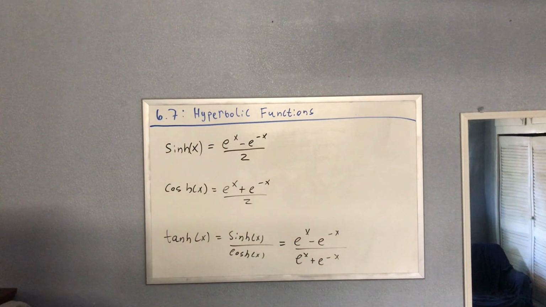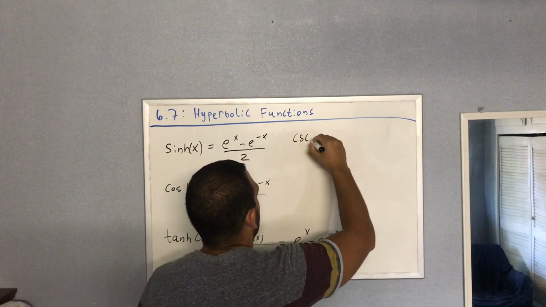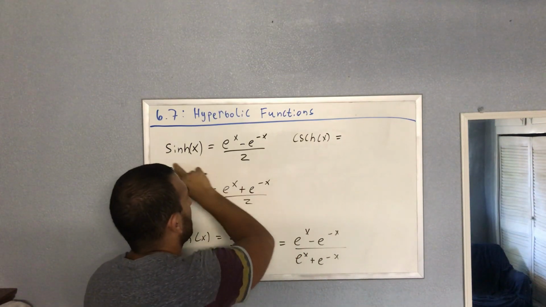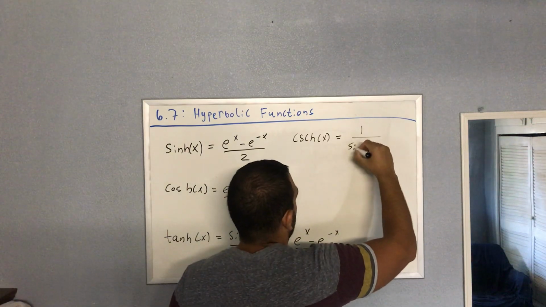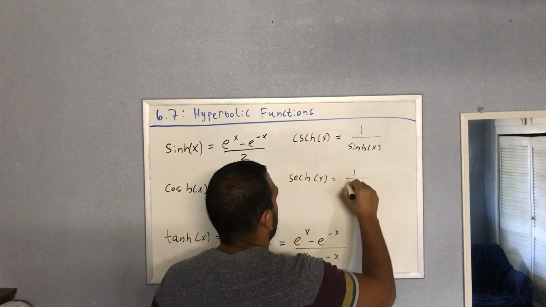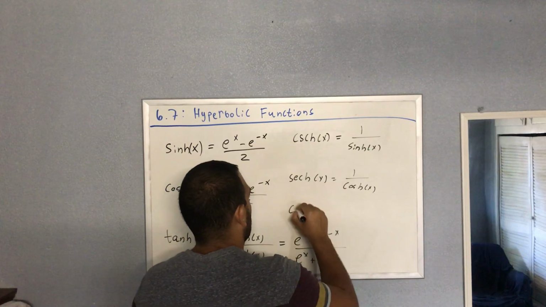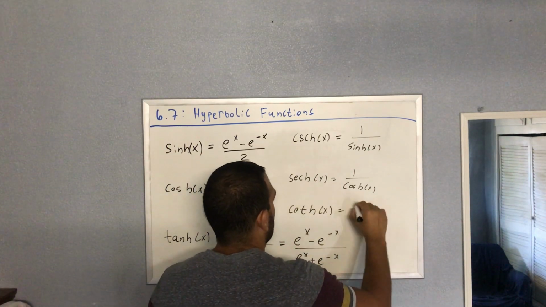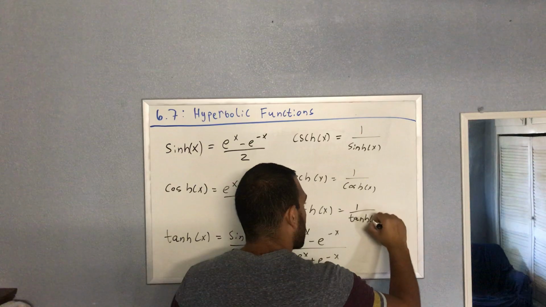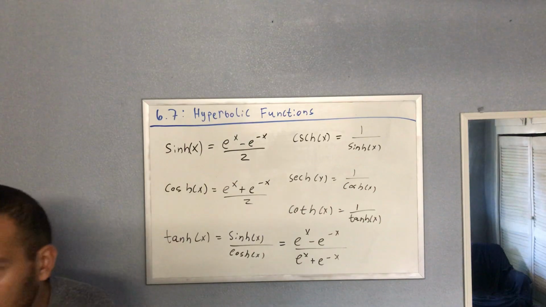And then the other three: hyperbolic cosecant is the same way as regular cosecant. It's basically the reciprocal of this, so it's 1 over sinh. And hyperbolic secant is 1 over cosh. And hyperbolic tangent, or sorry, hyperbolic cotangent, the n looks like an h, is the reciprocal of hyperbolic tangent. So yes, we have all of these guys here.